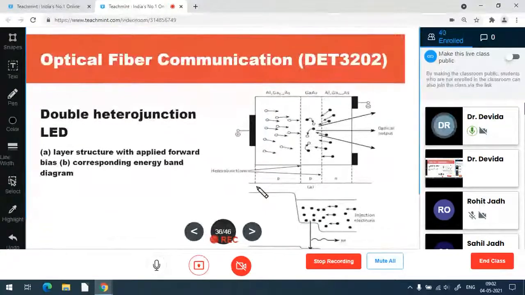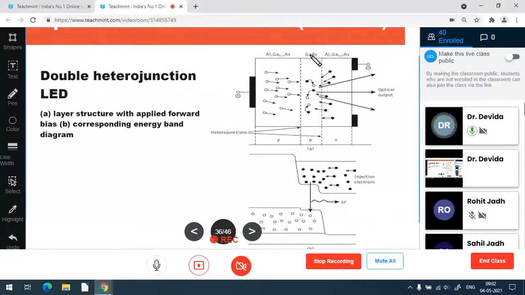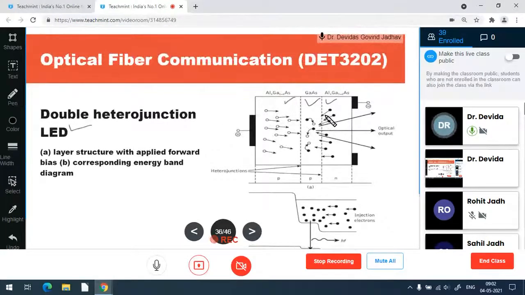So, double heterojunction, in which we have the same structure as that of the LED, is used in laser also. This we discussed in laser. In a high radiance LED, double heterojunction is used, and it shows the layer structure with applied bias and the corresponding energy band diagram.